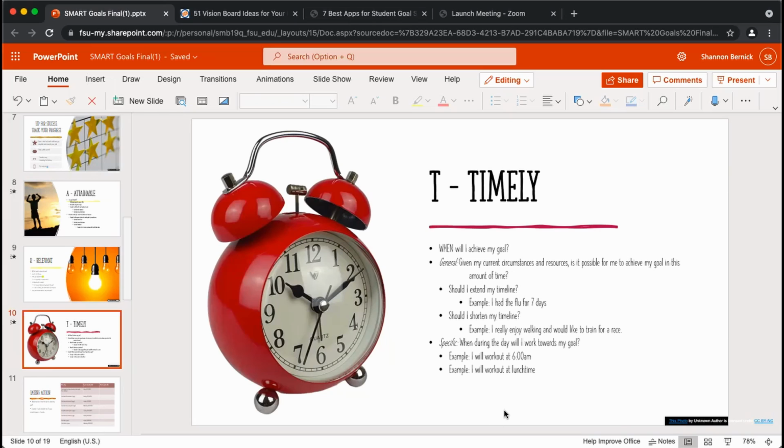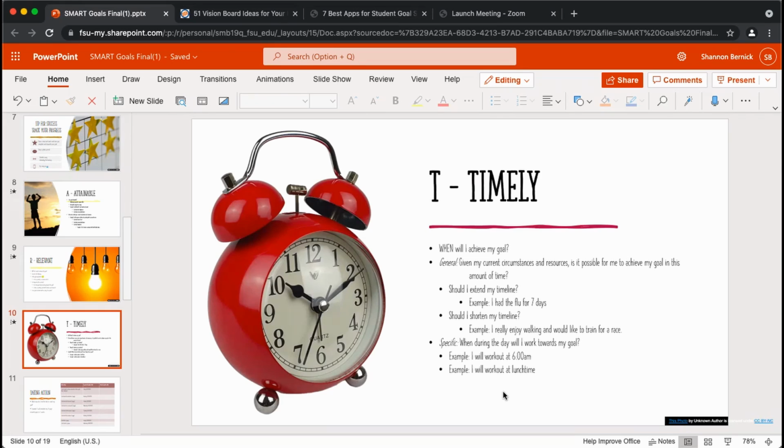Another specific example is, when during the day will I work towards my goal? So if you just say, I'm going to walk for 20 minutes each day, again, an admirable goal. It's great for self care, great for mediating some of the symptoms of your disabilities, possibly. But if you're not specific about when you're going to do it, it's not as likely that you will. The day can tend to get away from us. So you'll want to make a specific example or a specific time.